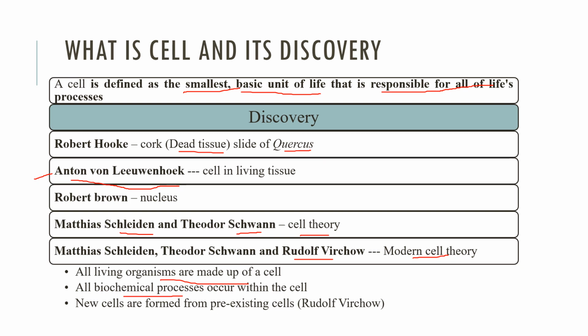Next is new cells are formed from pre-existing cells. This point was added by Rudolf Virchow, and it means if this is one cell and this cell undergoes the process of mitosis, then two cells are formed. This is one cell and this is the other cell. So from the pre-existing cell, two new cells are formed.